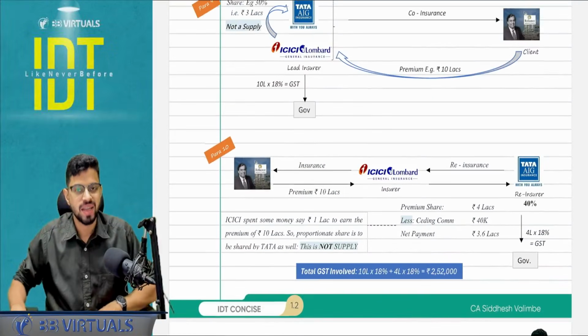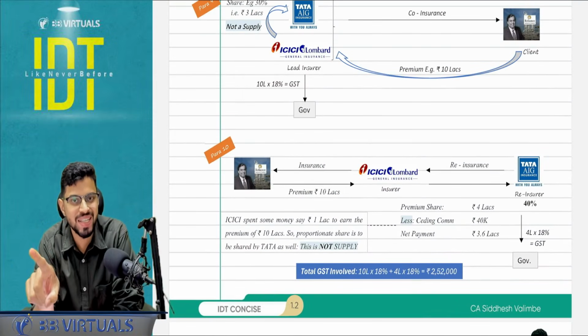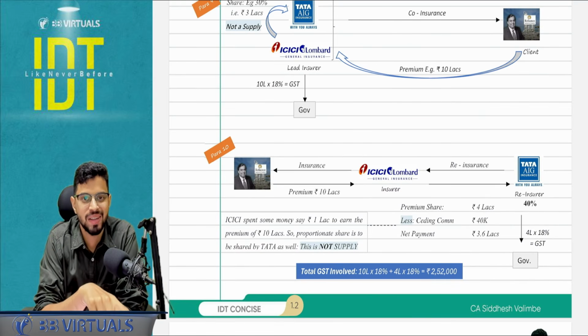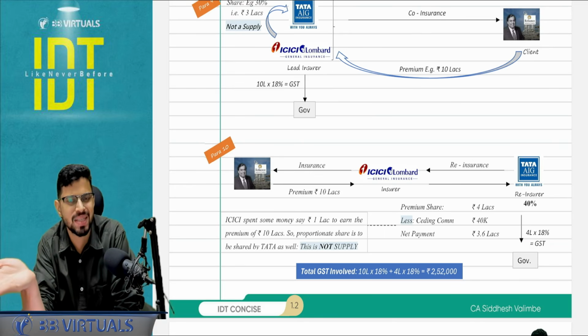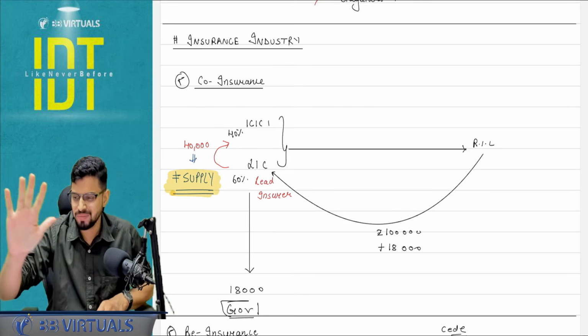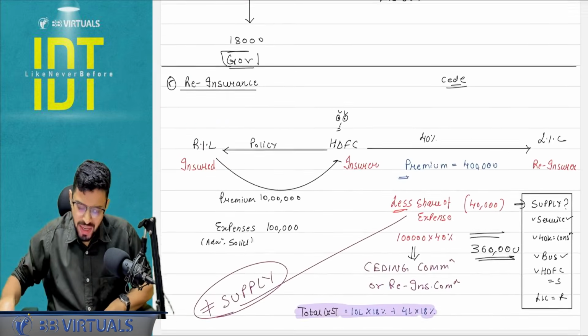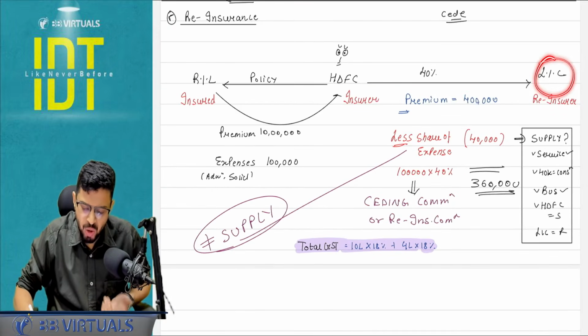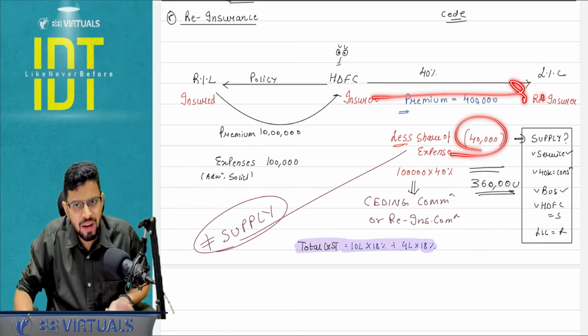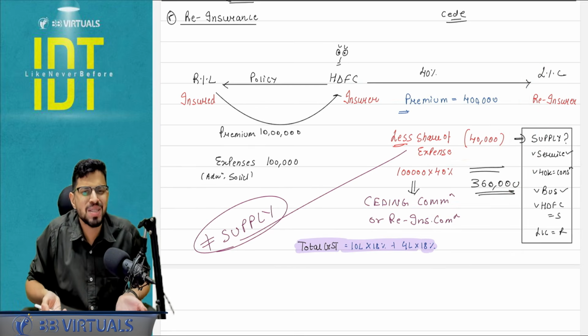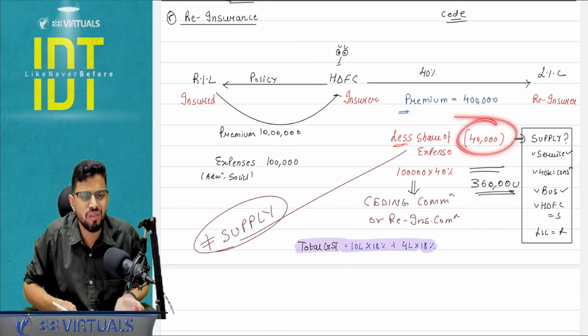Absolutely, Vamsi. That's why I clarified payment is 3.6, but GST is on 4, because 40,000 is deducted as a commercial expense. See, Vamsi, it could have been the case that LIC says, okay, pay me 4 lakh completely and 40,000 I will pay you separately. It's just for convenience that we are netting it off now.